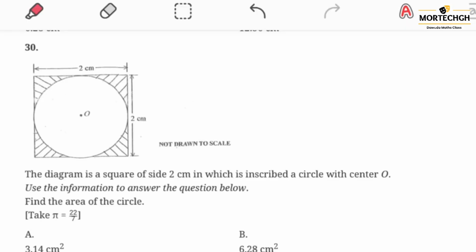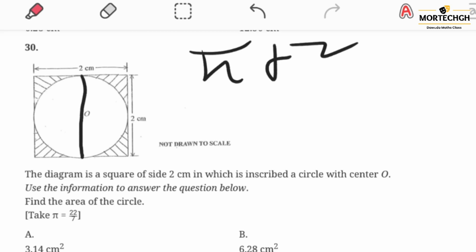A similar question, question 13. The diagram is a square of sides 2 cm in which a circle with center O is inscribed. Use the information to answer the question below. Find the area of the circle. The area of the circle is equal to pi r square, right? With the square, we have the breadth equal to 2 cm and the height 2 cm. So the height being 2 cm, it forms the diameter of the circle. That is, this is the diameter of the circle, which is 2 cm.